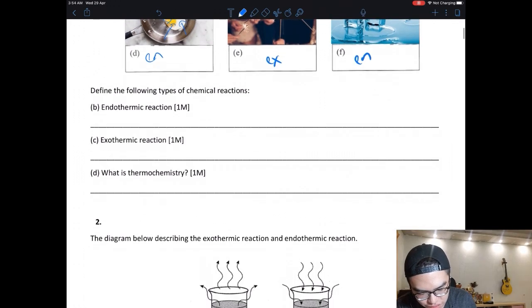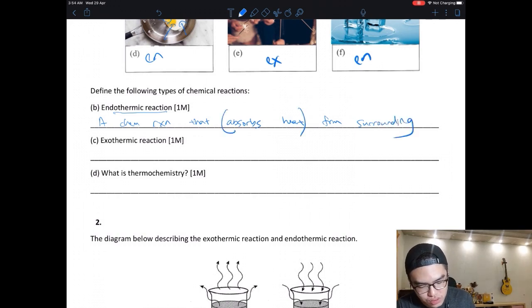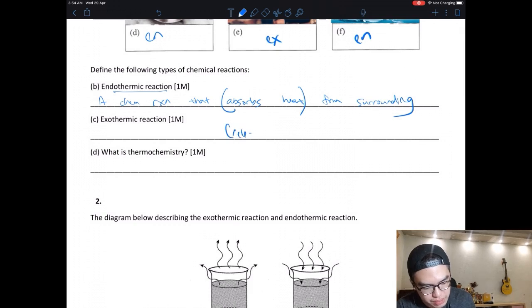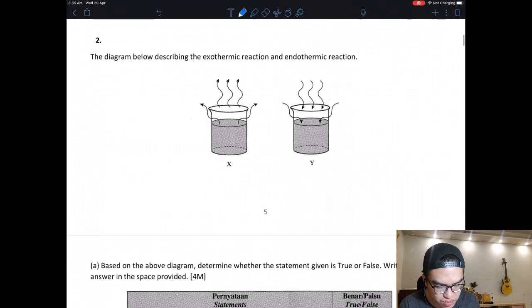Okay, so define what is endothermic reaction. Okay, a chemical reaction that absorbs heat from surrounding. Okay, the key point here is absorb heat. Okay, exo is release heat. Same thing. What is thermochemistry? Okay, the study of heat change in a reaction. Okay, RXN is reaction, short form. Okay, so this is exo, this is endo.